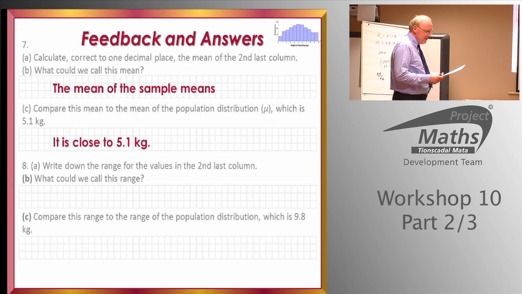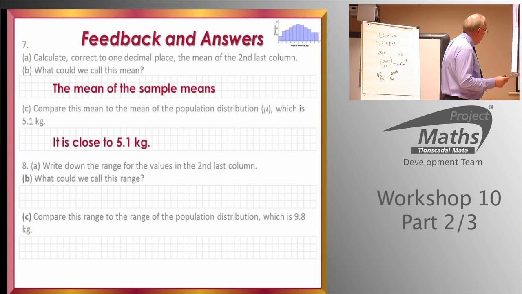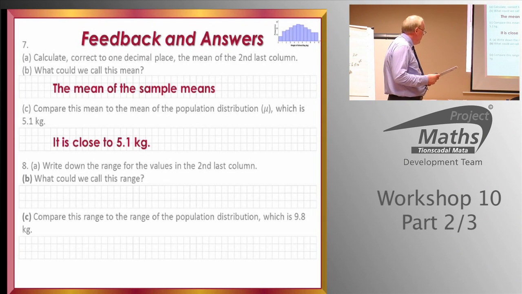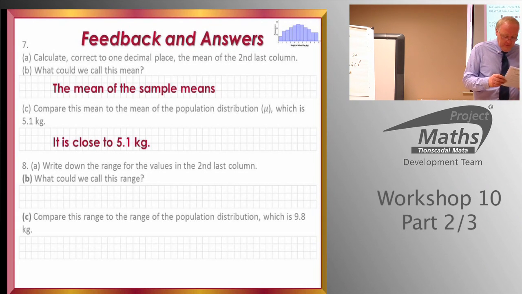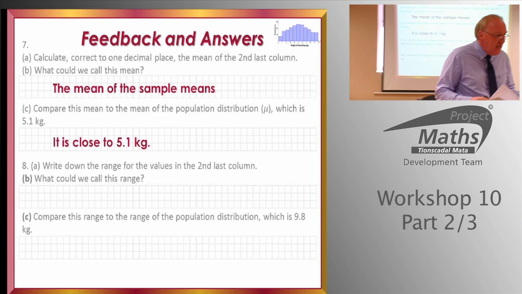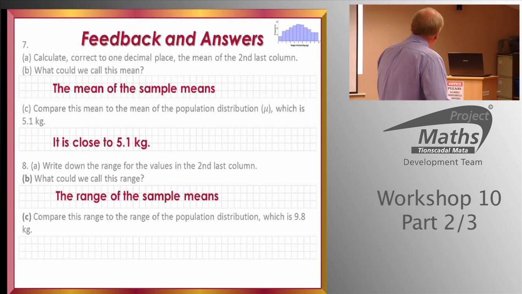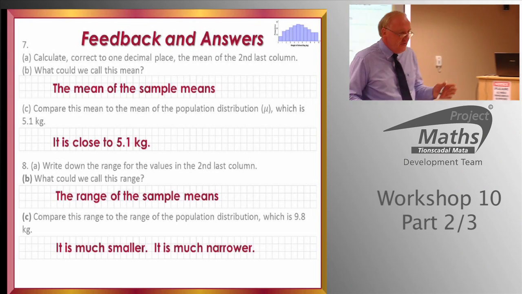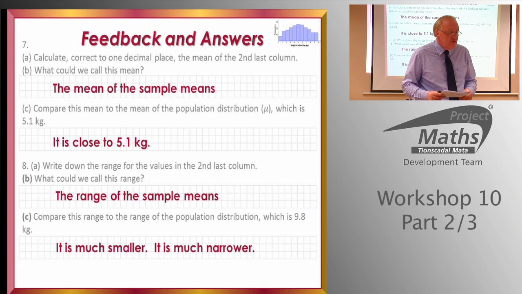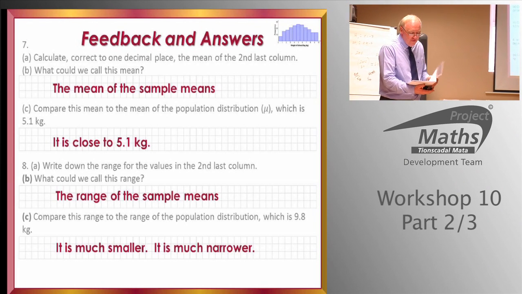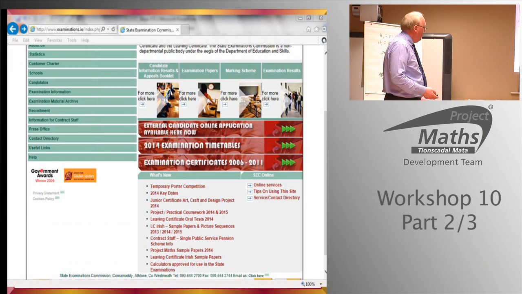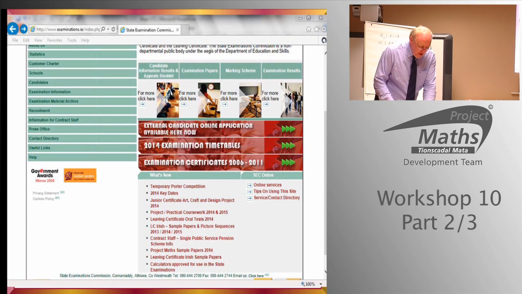What do you call this range? That's the range of the sample means. When you compare this range to the range of the population distribution, which is 9.8 kg, what do you think happens? It's much narrower, isn't it? In this particular case, because you only have a sample of 20. If you had all of them, it would be the same. Okay, now, just a point on those.